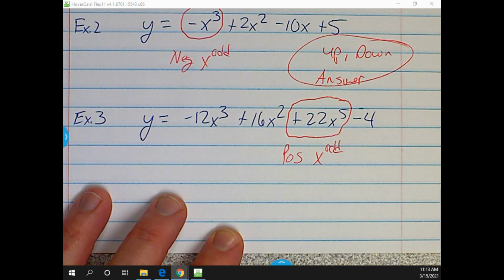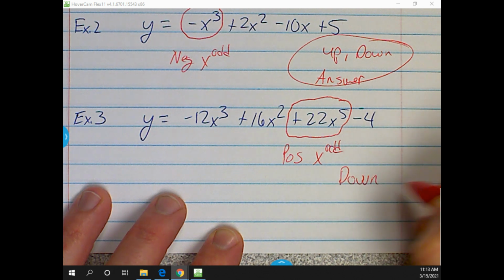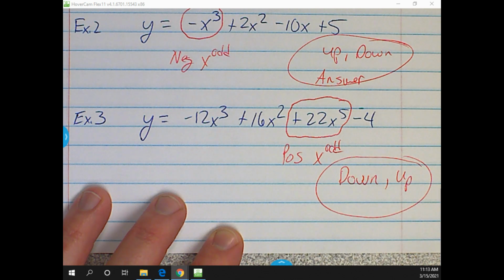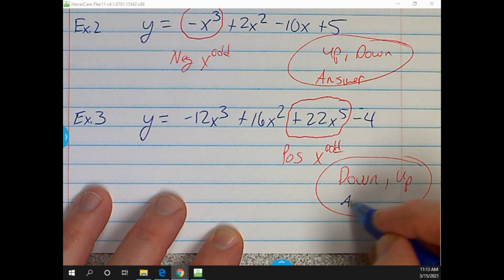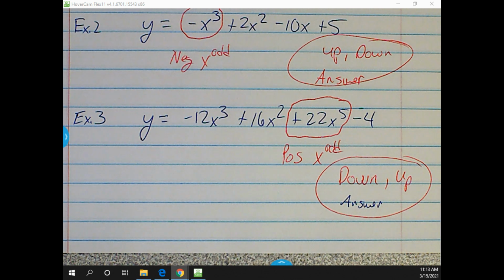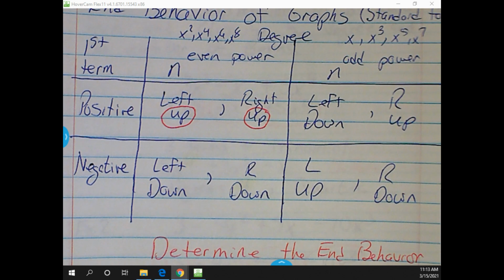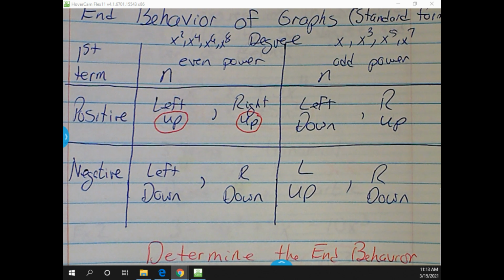If you go back to your chart, find the positive x to the odd, that means the left side is down. And then the right side is up. Yeah, that's it. So it's just some combination of up and down. And again, if you've got the chart, it makes it really straightforward because it's just based on your first term and what it's going to do from there.